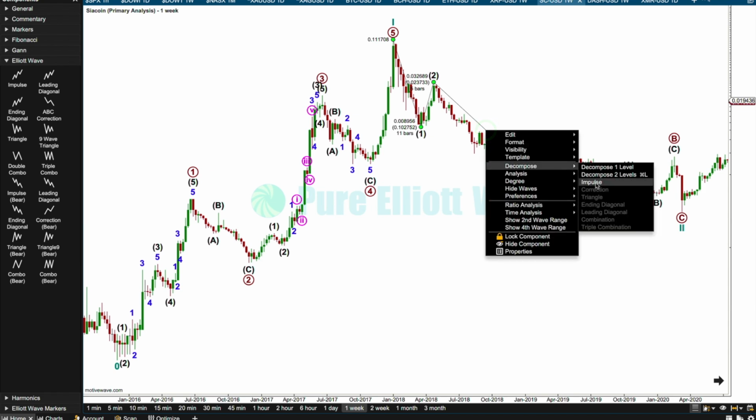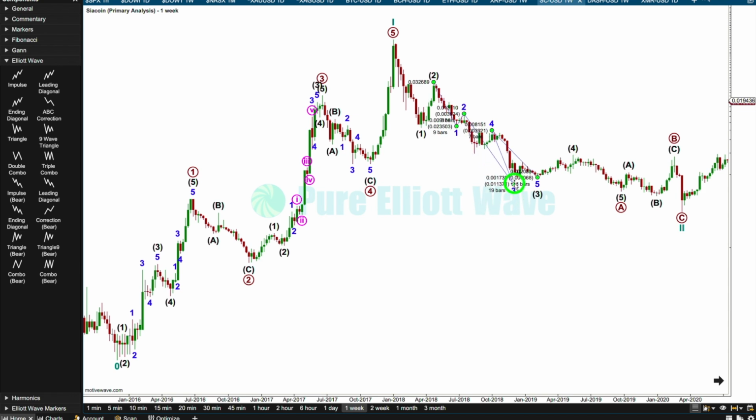This looks pretty good, actually. No, I don't want to put that there. Put that there, Motive Wave, yeah. Let's put this down here.